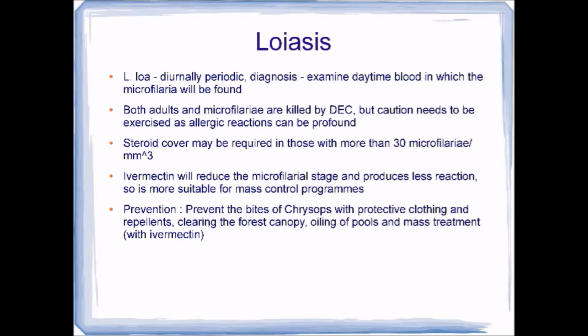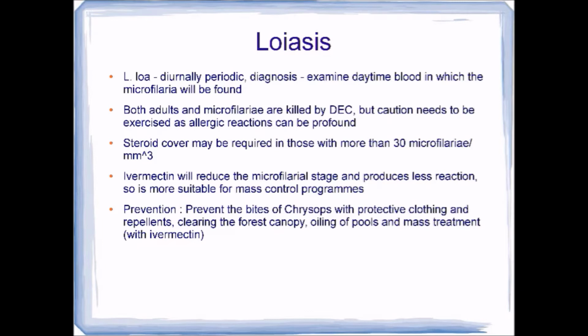Loiasis, which is caused by Loa loa, is diurnally periodic, and diagnosis is made by examining daytime blood, in which the microfilariae will be found. Mansonella ozzardi, M. perstans and M. streptocerca are also commonly found in blood and skin smears in the same area and need to be differentiated from Loa loa, as well as W. bancrofti and the onchocerciasis parasite. Both adults and microfilariae are killed by DEC, but caution needs to be exercised as allergic reactions can be profound. Steroid cover may be required in those with more than 30 microfilariae per mm3.